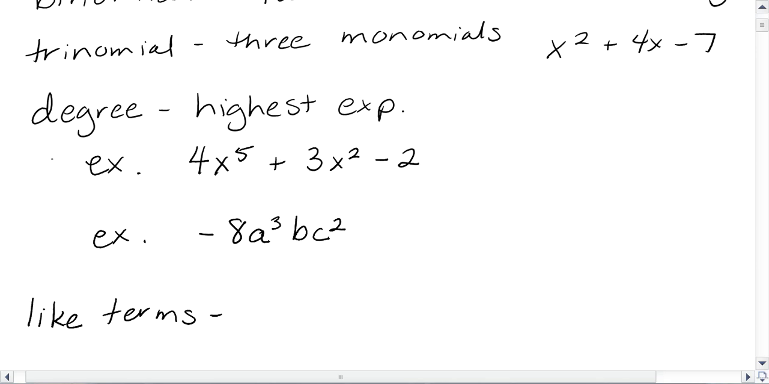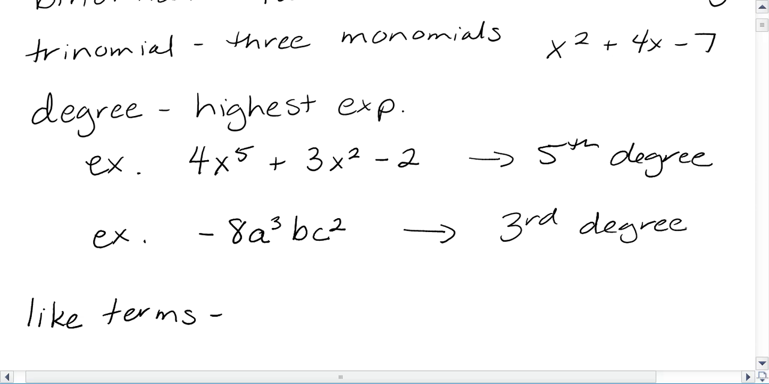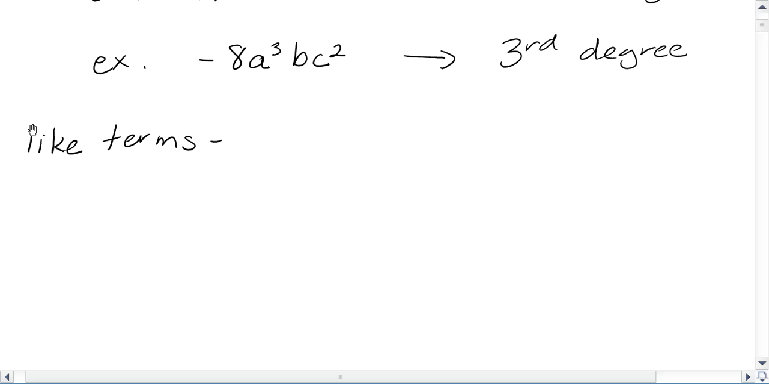Okay, next term we need to know is degree. The degree is the highest exponent. In this example, the highest exponent is a 5, so we would call this a 5th degree. And that, of course, is a trinomial. It's made up of 3 terms. My second example here is a monomial, and this is a 3rd degree monomial because the highest exponent is a 3.